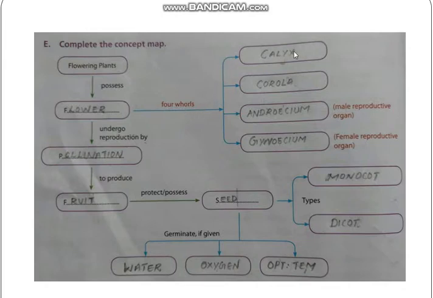Which are the four whorls? Calyx, corolla, androecium, that is the male reproductive organ. Then gynoecium, the female reproductive organ. And this is the concept map.